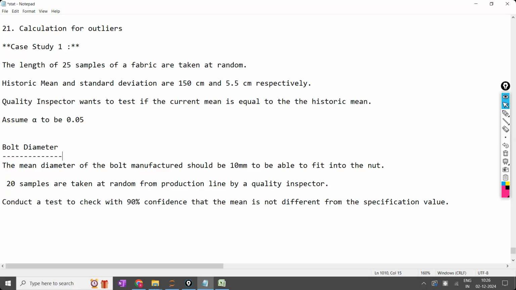What is the null and alternate hypothesis for this? Step one: mu is equal to 10 mm. Why? Then only it will be fitted in the nut. Otherwise, we have to take action. The alternate is mu not equal to 10 mm.